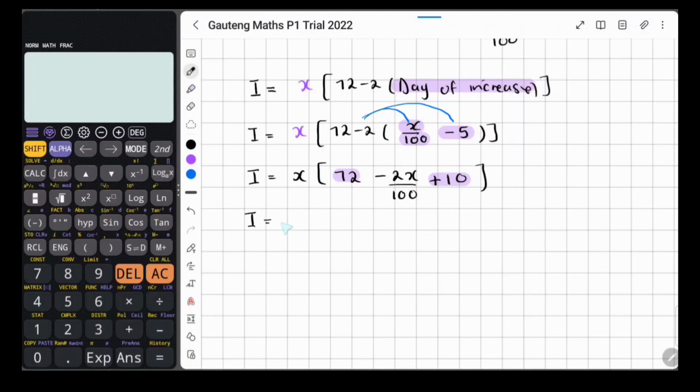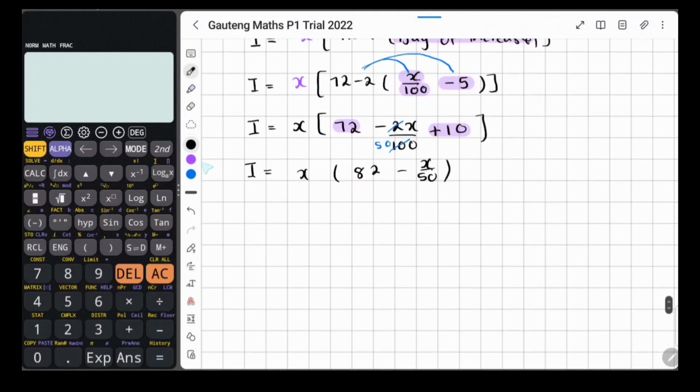So we have that our income is equal to x multiplied by 82 instead minus 2x over 100, but that can be simplified as well. So if you say 2 is common in 2 and 100. So if I scratch out 2 here, 2 divided by 2 is 1, but there's an x, I can just leave that as x. And then 100 divided by 2 is going to be 50. So we just have over here an x over 50.